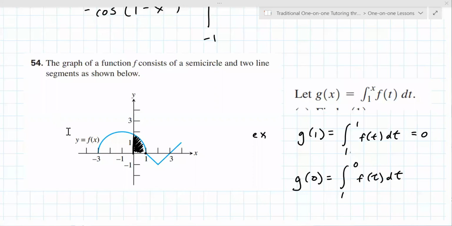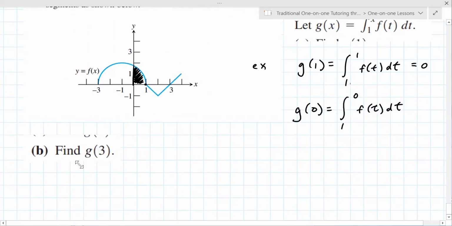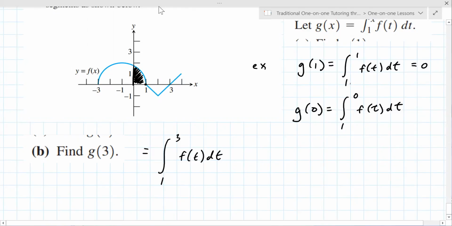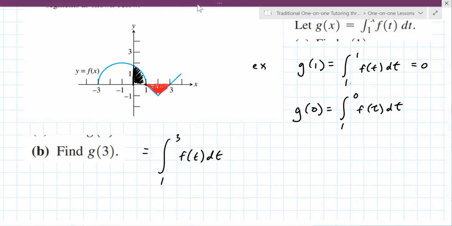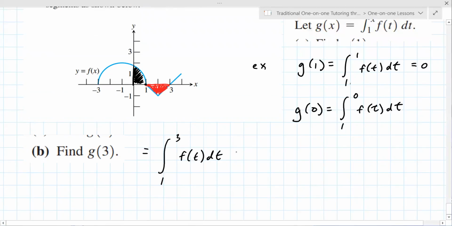But let's pretend like you were given this question right here. Find g of 3. So g of 3 means the integral from 1 to 3 of f of t dt. If I were to draw it, it's the area of this triangle right here. There's no antiderivative. It's just purely, can you find the area of this geometric shape? Area of a triangle is 1/2 base times height. The base is 3 minus 1, and the height is 1. So this ends up being an area of 1.